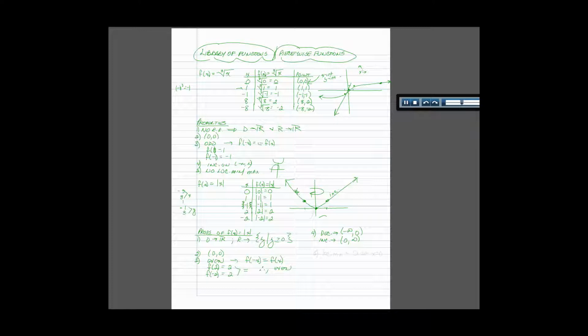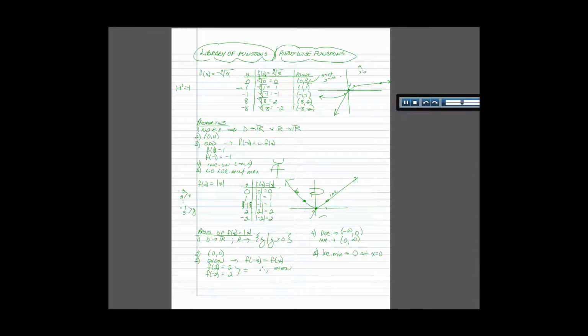Does it have a local min or max? Yes, it does. It has a local, what is that right there? A local min. So it has a local min point, and the local min is 0 at, remember how we write this, x equals 0.